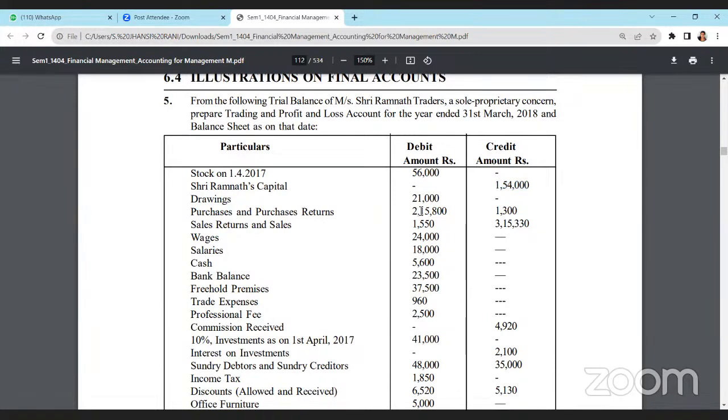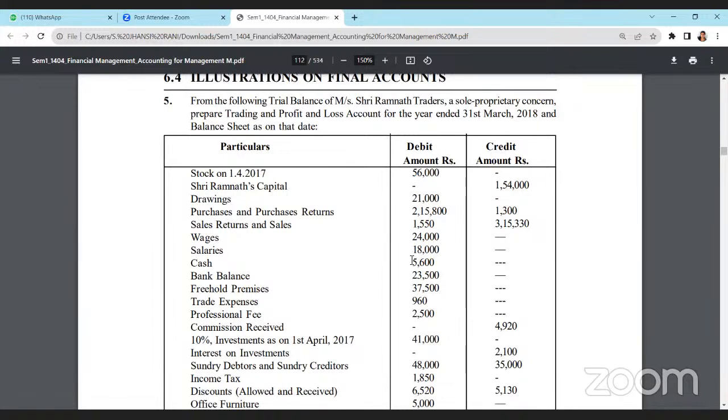Next, purchases and purchase returns they have given to us here. This is taken on the trading account debit side, purchases less returns. Again, sales return and sales. This is taken on the trading account credit side, sales minus sales returns. Next, we have wages. Wages is a direct expenditure. Direct expenditures are taken on the trading account debit side. Salaries is an indirect expenditure. This is written on the profit and loss account debit side.